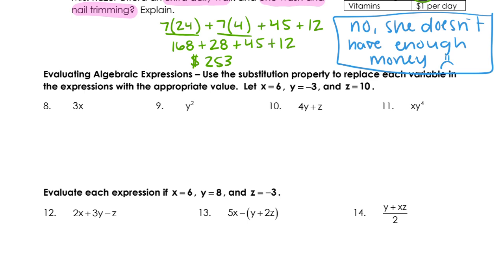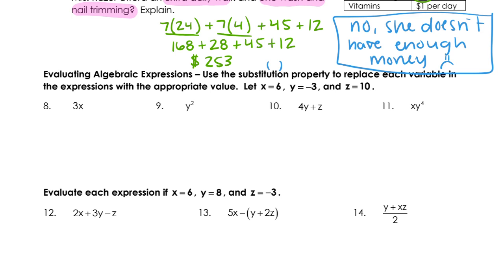But something I want to make also very clear is when we use the substitution property, we have to use parentheses or brackets, some kind of grouping symbol. We'll talk more in depth about why in a little bit. But using the substitution property, replace each variable in the expressions with the appropriate value. Now notice they tell us x is going to be 6, y is going to be -3, and z is going to be 10.